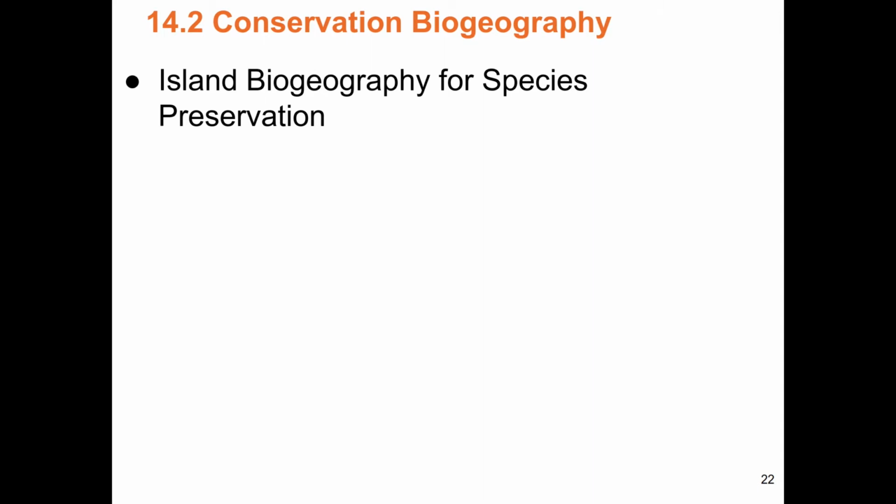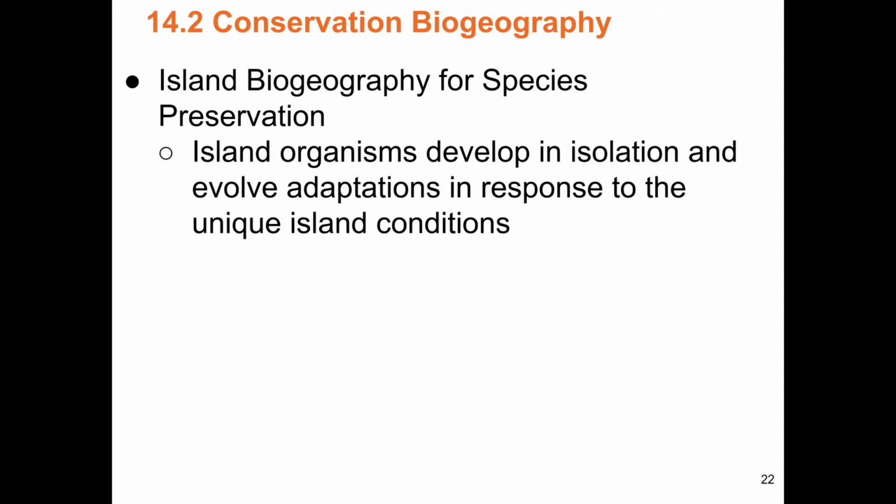And one of them, it turns out, that works really well is biodiversity, the number of different species in a region. So it turns out there's a relationship between the size of habitat and the number of different species. And this realization came about in the 1960s. And the idea is called island biogeography.